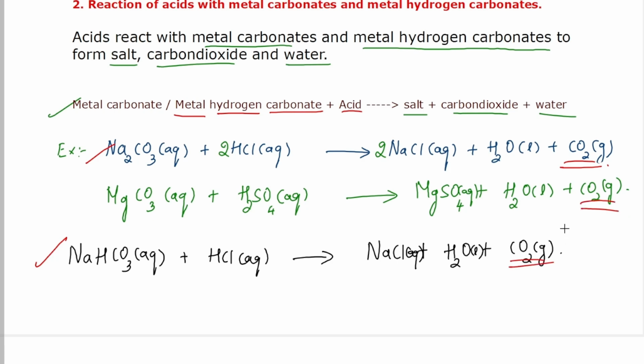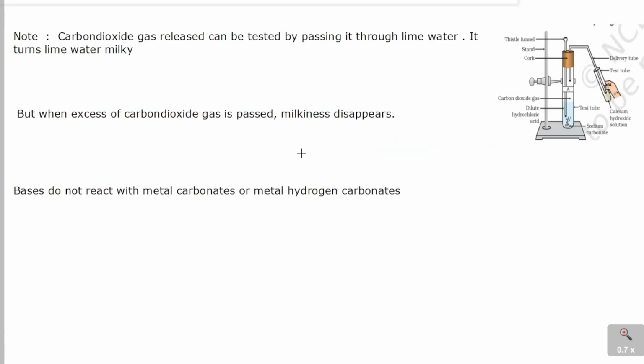How do we detect this carbon dioxide gas? There is a test called the lime water test for testing carbon dioxide. What we do is, the liberated carbon dioxide is passed through the delivery tube. We will pass it through the lime water. The carbon dioxide gas will turn lime water milky. You can see here the carbon dioxide gas released can be tested by passing it through lime water.